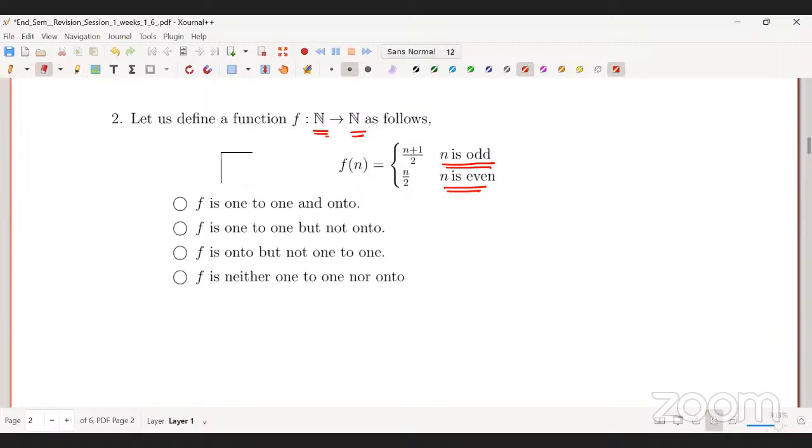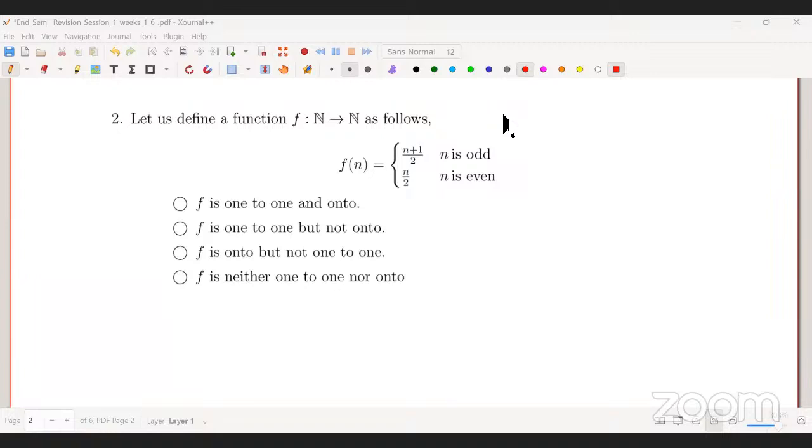So any guess? It's definitely not one-one, because if you take x to be an odd number and x plus 1 to be an even number, then both of them will have the same value. For example, do you have any specific example? 5 and 6, both of them will give you 3. Correct, absolutely. And what about onto? It is onto, sir. Why? Every pre-image will have its image.